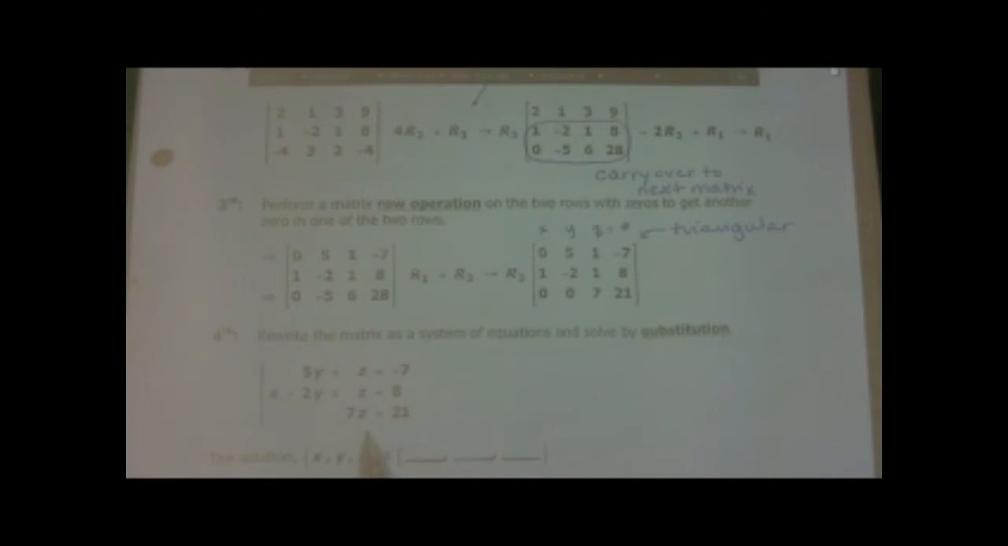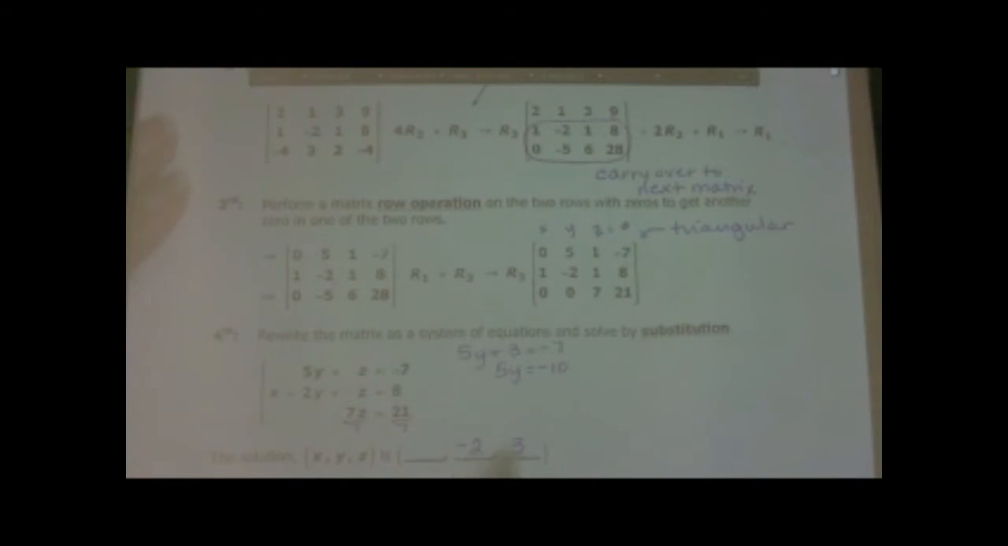So now, all I have to do is simple substitution. First of all, if 7z is 21, divide both sides by 7, and I get z is 3. Go to your top equation. Substitute in 3 for z. So we get 5y plus 3 equals -7. Subtract 3 from both sides, and you get 5y equals -10. Divide both sides by 5, and you get y is -2.